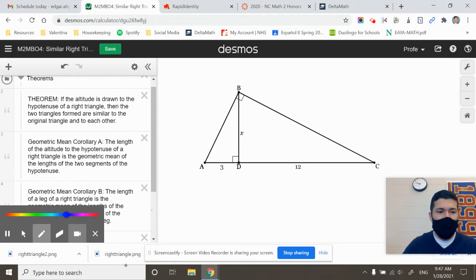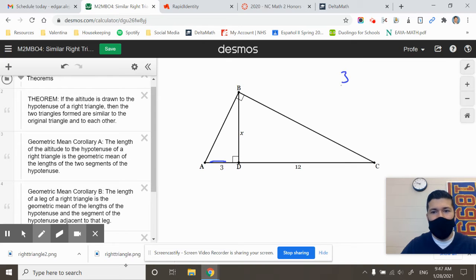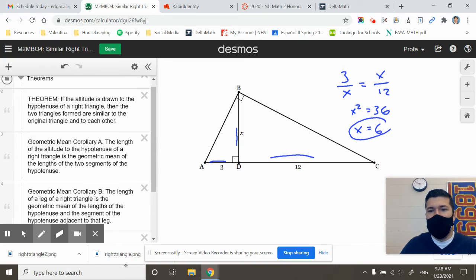Let's actually try to find this value x. So if I think of this as the short side, and its proportion to the long side, I can call them bases. This AB would be the hypotenuse, though. So 3 is to x as well. I can say the short side of this second triangle, x, over the longer side, which is 12. And by now you should know that we can cross multiply and get x squared equals 36. Take the square root of both sides, and I get x equals 6. So 6 is the length of this segment.